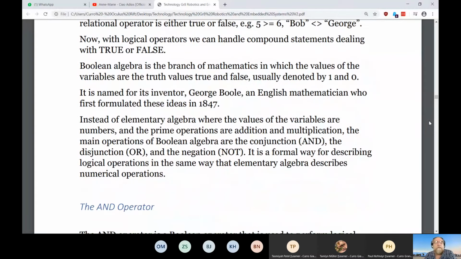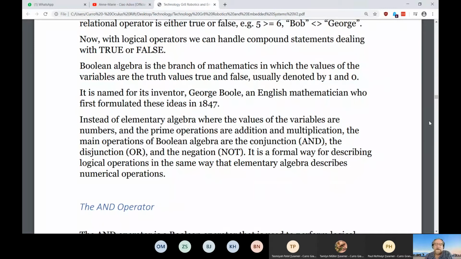Boolean algebra is named after this guy, George Boole. You might think that because Boolean algebra is used extensively in computers, it was invented when computers were invented, but that is not the case. Boolean algebra has been around right from the mid-1800s, way before computers were around. It was a branch of mathematics.